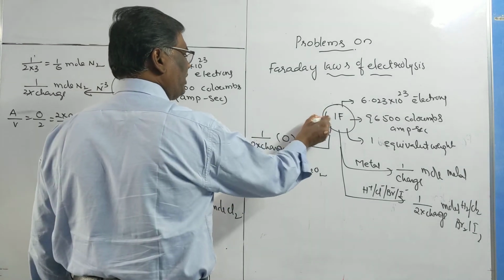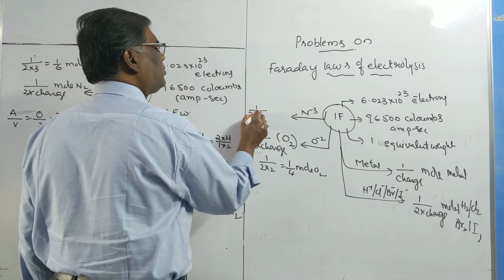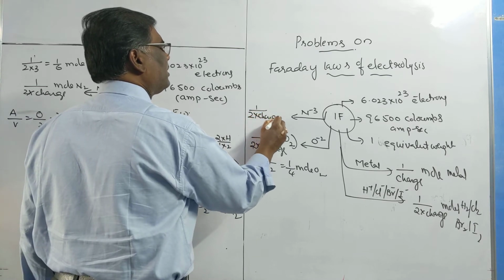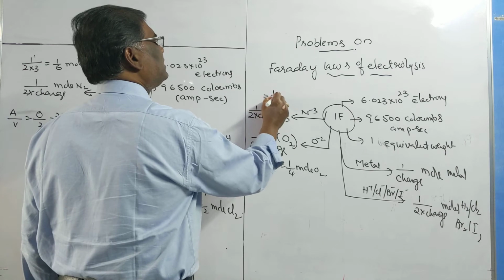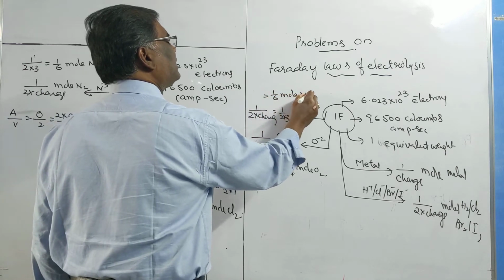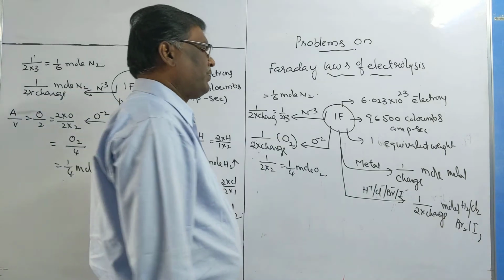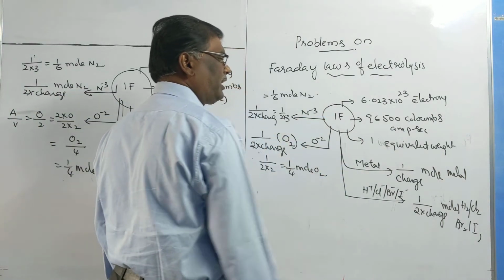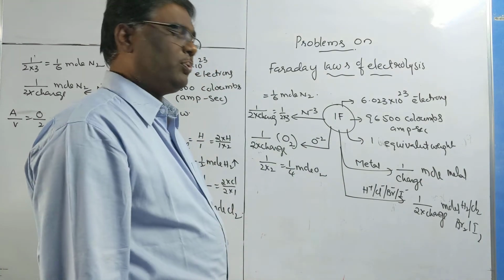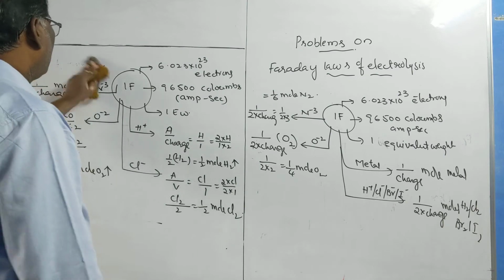Similarly, in case of nitrogen, N minus 3, we write 1 by 2 into charge, nothing but 1 by 2 into 3, nothing but 1 by 6 mole of nitrogen it is giving. If you are thorough with this Faraday concept, now we are going to discuss the problems based on Faraday laws.